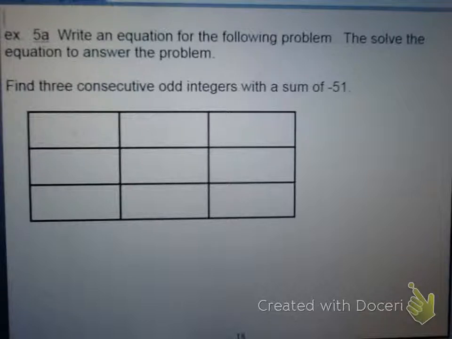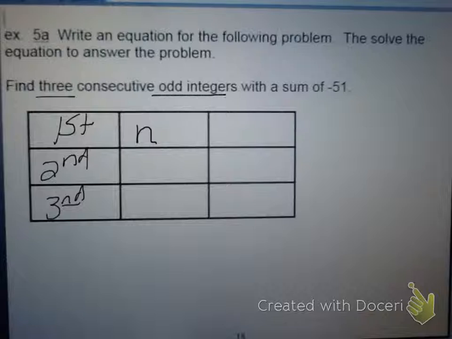Example 5. Write an equation for the following problem, then solve the equation to answer the problem. Find 3 consecutive odd integers with the sum of negative 51. Okay, we're going to make the box. The box is very easy. It's how many integers? 3. So first integer, second integer, third integer. The first integer is always n. Now we're consecutive odd integers, so to go from one odd integer to the next odd integer, you count by twos. So n plus 2. The third would be adding 2 more, which would be n plus 4.